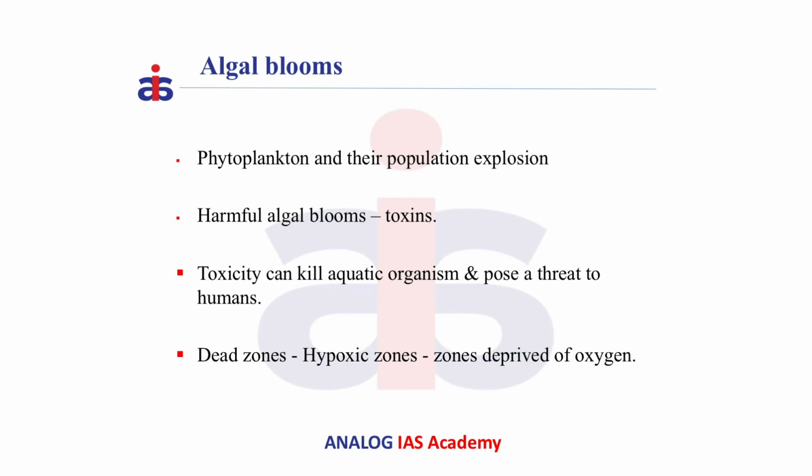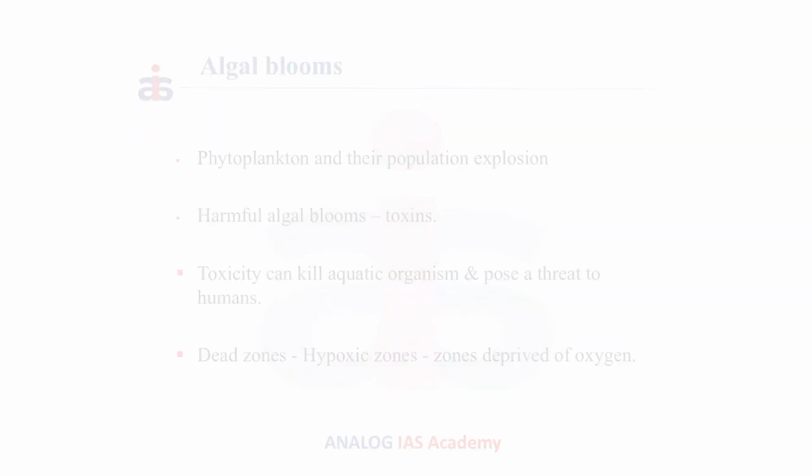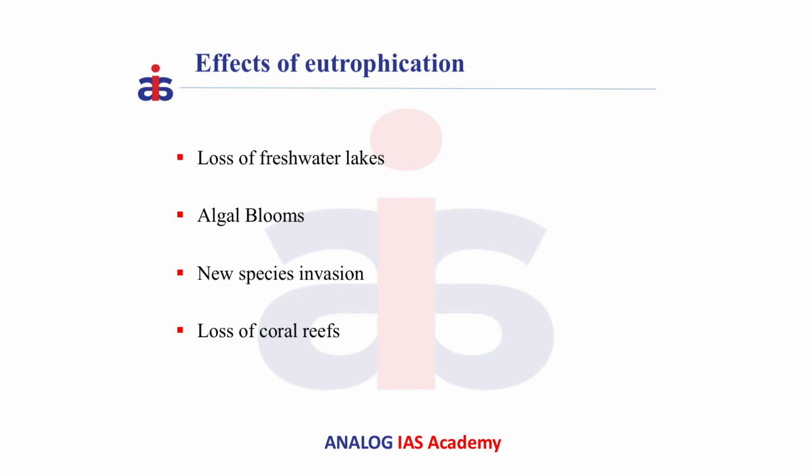Next, hypoxic zones, that is, zones deprived of oxygen, can occur naturally due to upwelling of nutrients or can be enhanced by human activity. These are areas in the ocean with very low oxygen concentration and these are detrimental to animal life. Now let us see some of the effects of eutrophication, that is, loss of freshwater lakes, where the plant community is transformed from aquatic to terrestrial environment. Next, algal blooms. These restrict the penetration of sunlight, resulting in death of aquatic plants. Next, new species invasion. Next, loss of coral reefs, that is, it occurs due to decrease in water transparency.